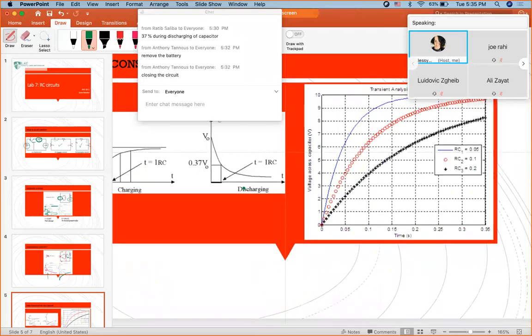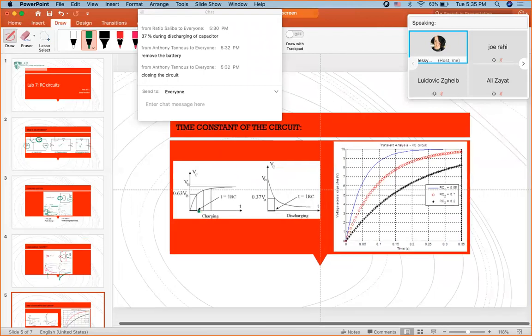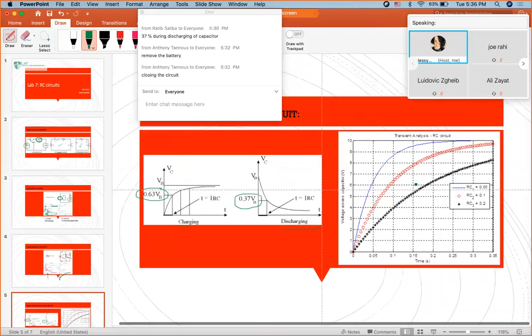This is an example of the charge and the discharge. It will show you tau. So tau is the time to reach 63% of the maximum voltage, and tau is the time down to 37% of the maximum voltage for the charging and the discharging. Here you have an example of different circuits.